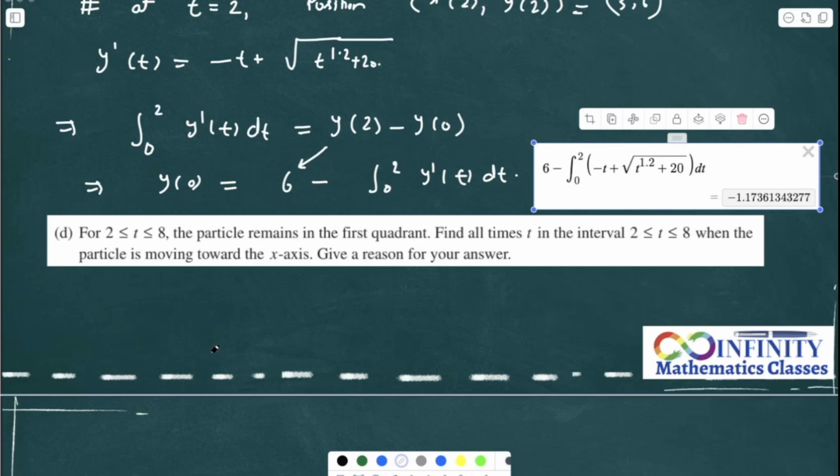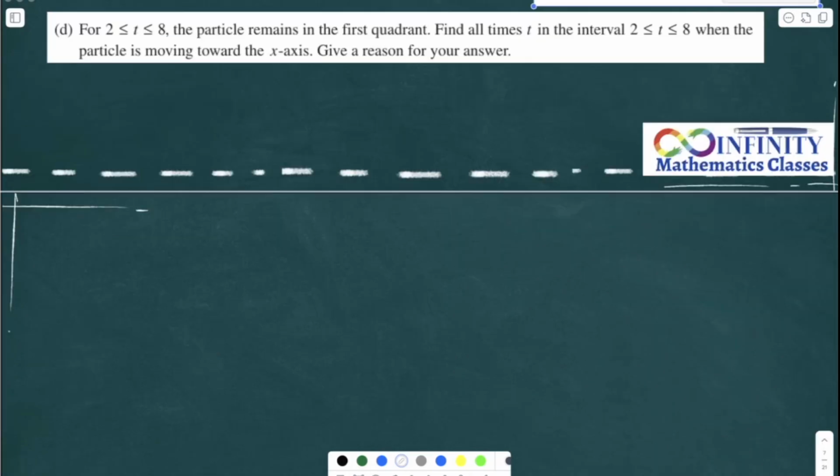Let us talk about the D part now. Just read the question for the D part. For time t from 2 to 8, the particle remains in the first quadrant. For all times t in the interval 2 to 8, when the particle is moving towards the x-axis, give a reason for your answer. Okay. When the particle is going to move towards the x-axis, see what they told you: from the time 2 to 8, the particle remains in the first quadrant.